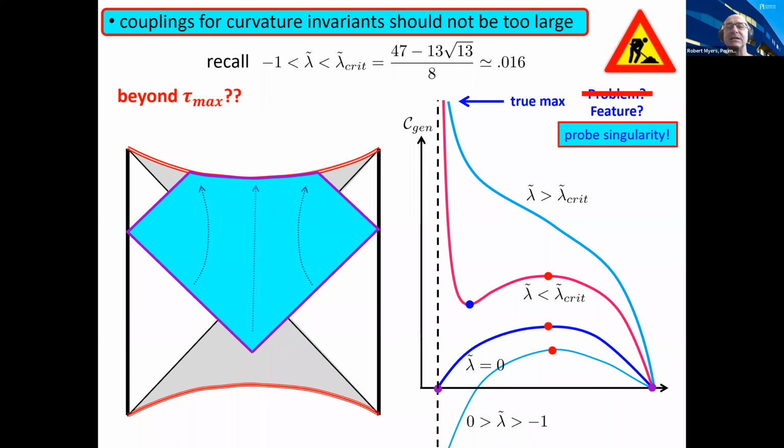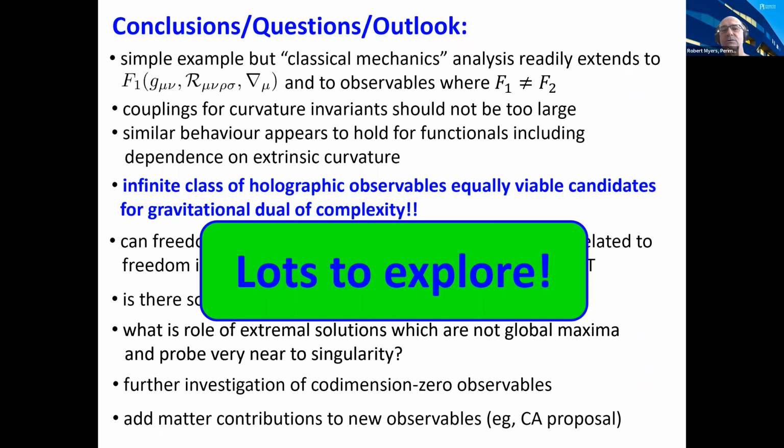It's an opportunity. What's happened is that the true maximum is at the boundary of the moduli space. But the interesting feature is that it's probing the singularity. And so that's actually, for us, an interesting opportunity to study what's going on inside the black hole.